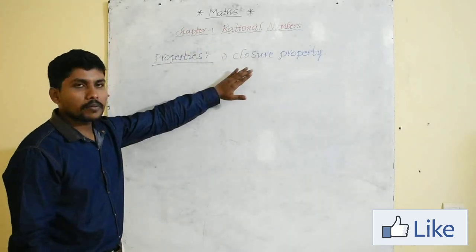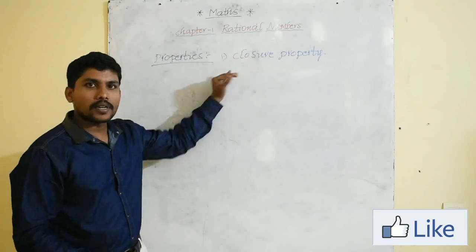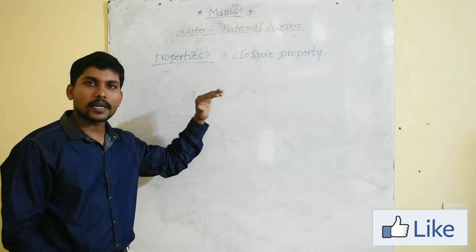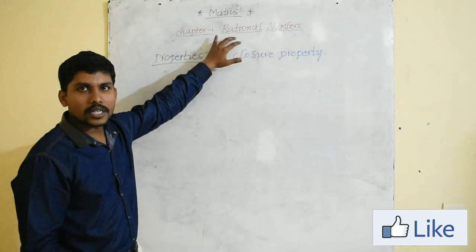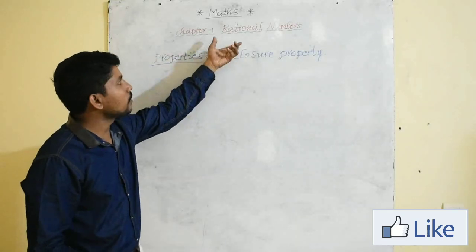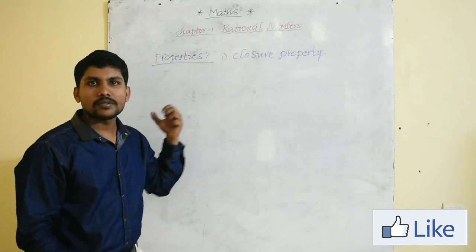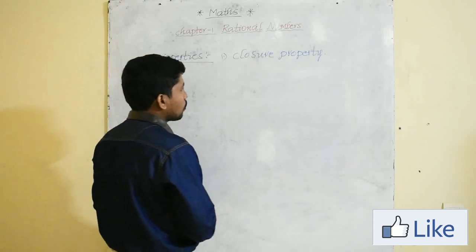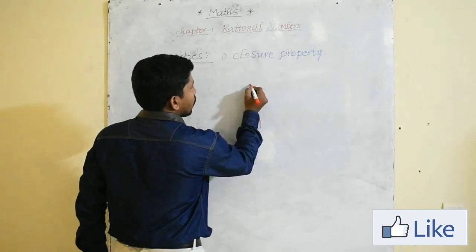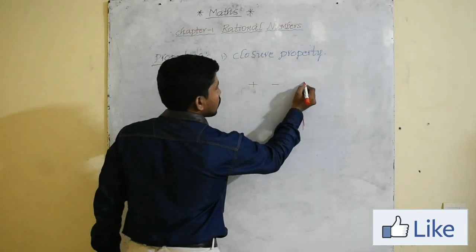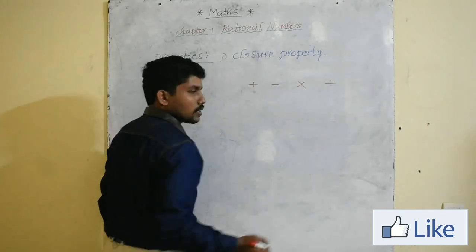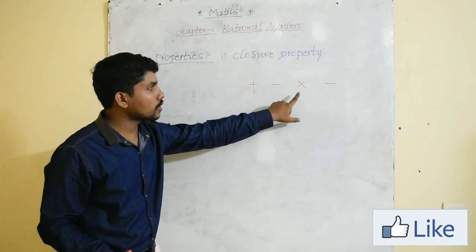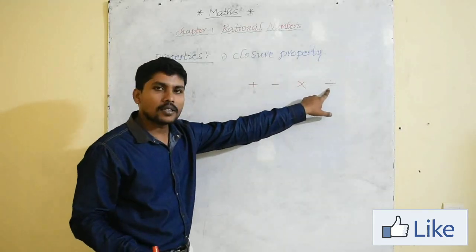What closure property means is, suppose I am taking a pair of numbers that belong to rational numbers. So simply we can say a pair of rational numbers we are taking. So we have mathematical operations. The four mathematical operations are plus, minus, into and division: addition, subtraction, multiplication and division.